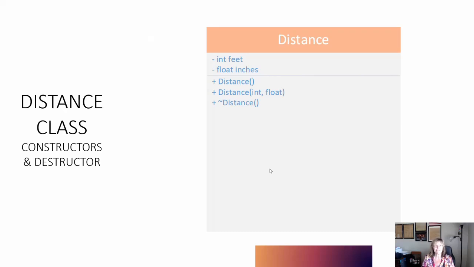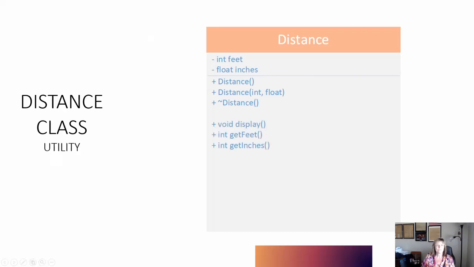We're going to create a distance class. It's going to have feet and inches, right? And so we're going to have a couple of constructors, and then we're also going to add a destructor to our distance class. We're also going to add a few other functions in here. We're going to display a distance, and then we're going to have a couple of getters that allow us to get the feet and the inches.